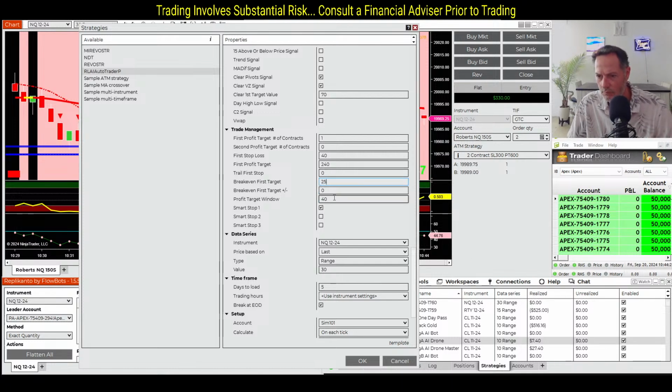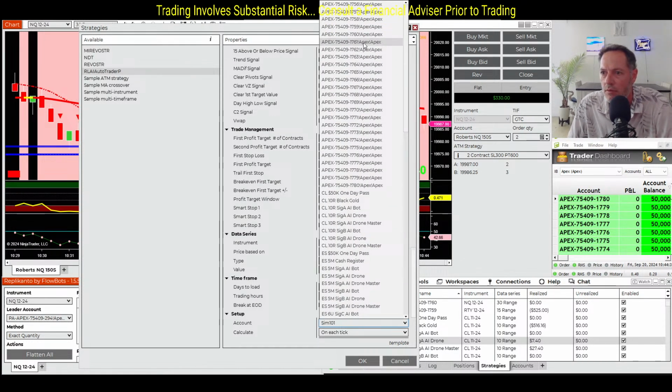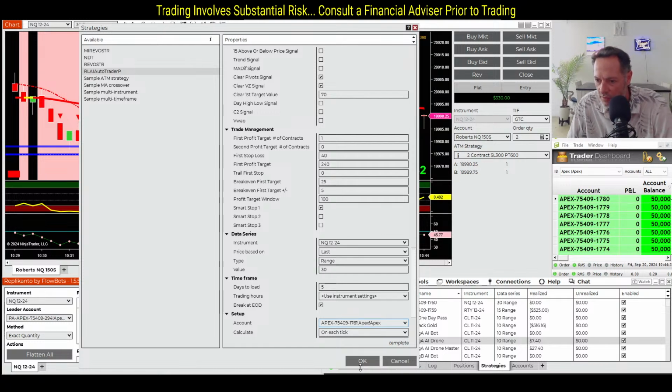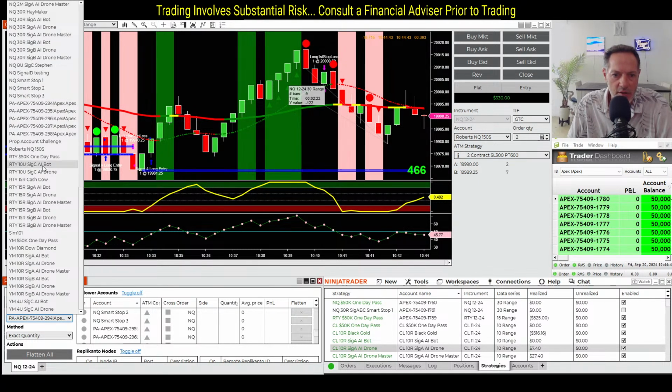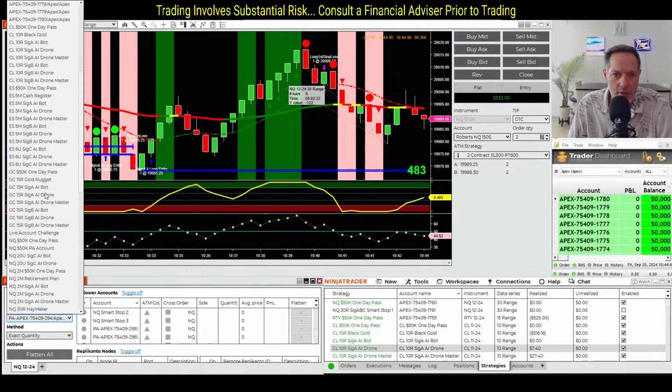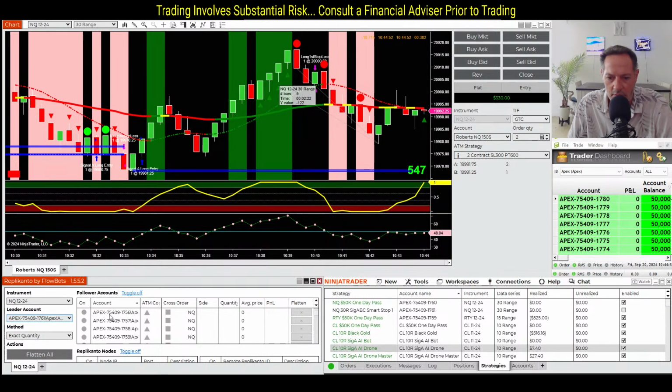Order filled. Order filled. And what I'm going to do is put it on an Apex account, and we'll use number 761 here. I'll load up 761. This is the Replicanto trade copier. So I pick 761 here as my leader account, and now I can just go grab some of these other accounts and add them as followers. Order submitted.